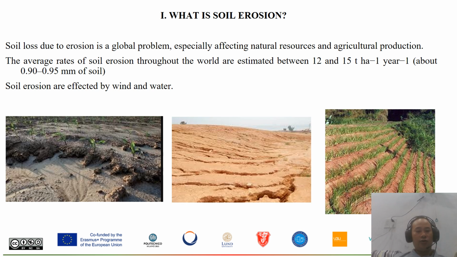Soil loss due to erosion is nowadays a global problem, especially affecting natural resources and agriculture production. Some researchers calculate that the average rate of soil erosion throughout the world is estimated between 12 to 15 tons per hectare per year. Soil erosion is affected by wind and water. But soil erosion by water, under rainfall, is the main cause for tropical countries, for example in Vietnam.